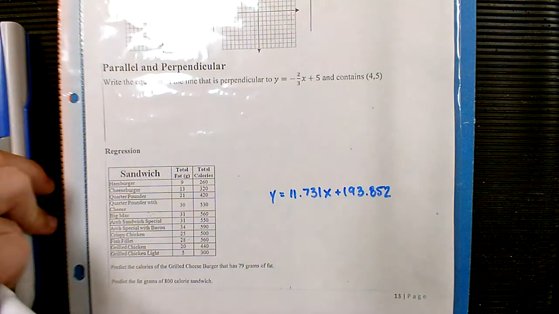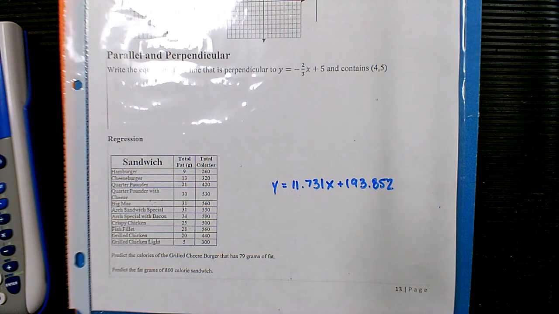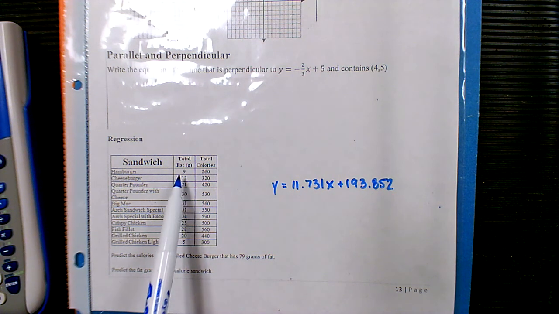So that's what we're going to do in these two questions down here. The first one says, predict the calories of the grilled cheese burger that has 79 grams of fat. So if you take a look at your data table, clearly 79 is not a part of that, right?